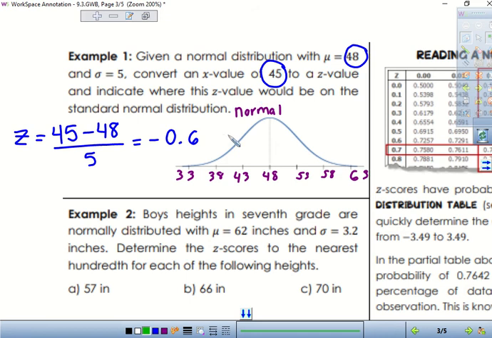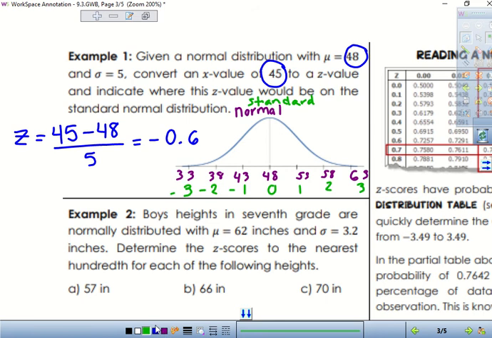Now I'm going to use green, and I'm going to put the standard values in. I put them in different colors so you can see the difference. Standard is always the same. That's why they call it standard. It's 0, 1, 2, 3, negative 1, negative 2, negative 3.